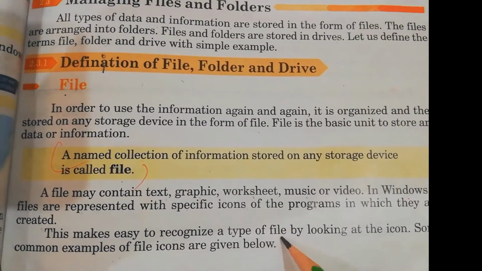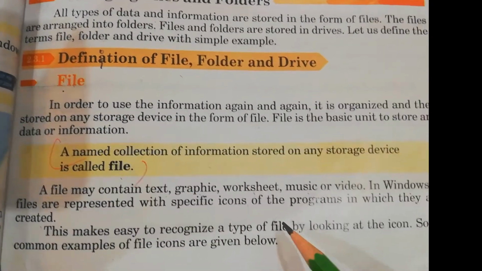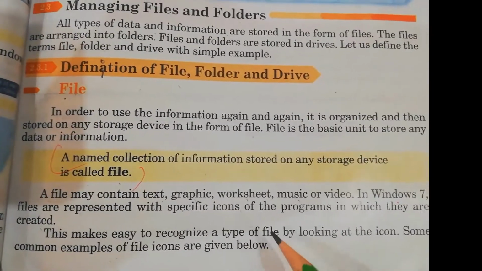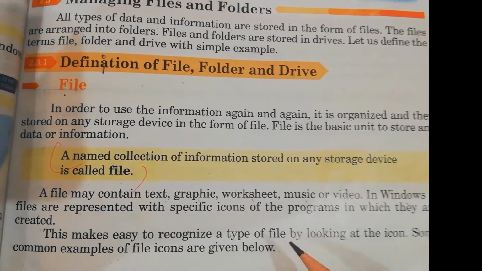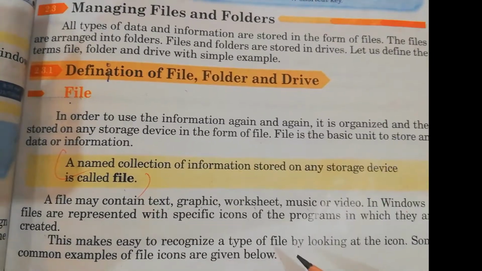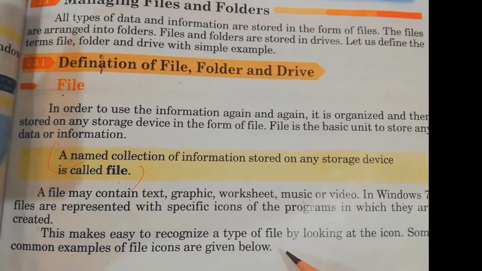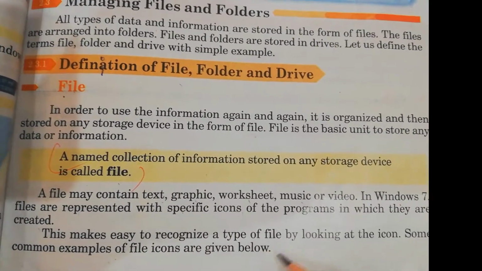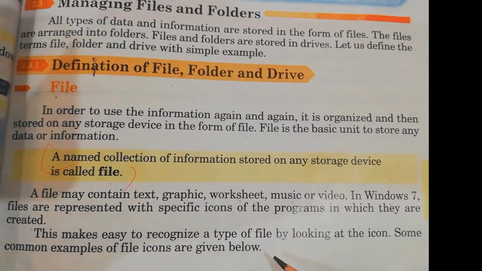Basically, a file is created using a software program on the computer. For example, to create a text file, you would use a text editor. To create an image file, you use an image editor software program. And to create a document, you would use a word processor.